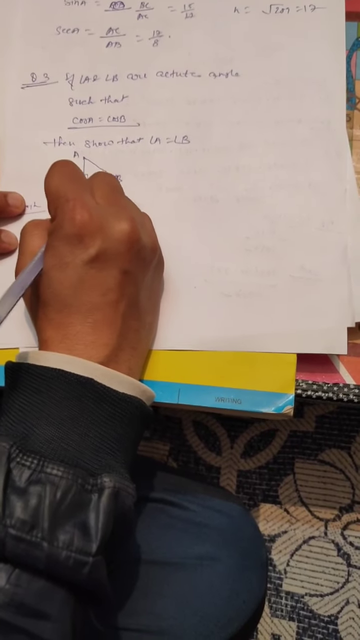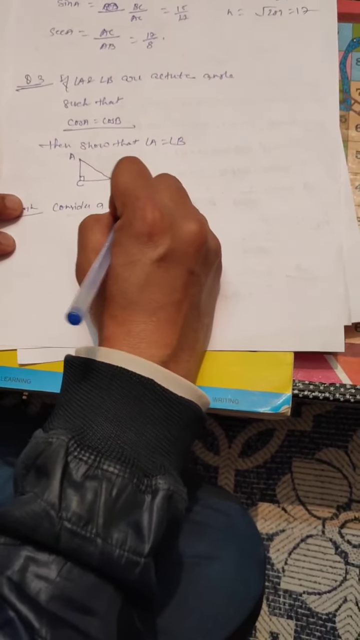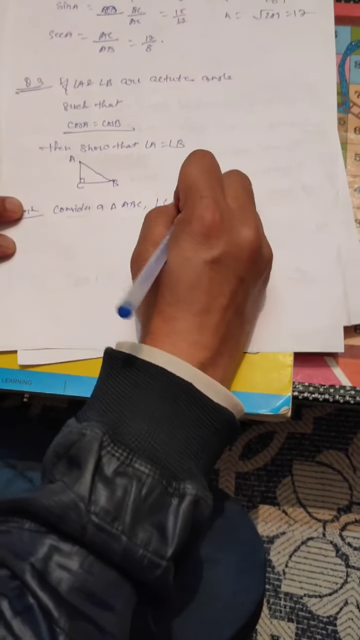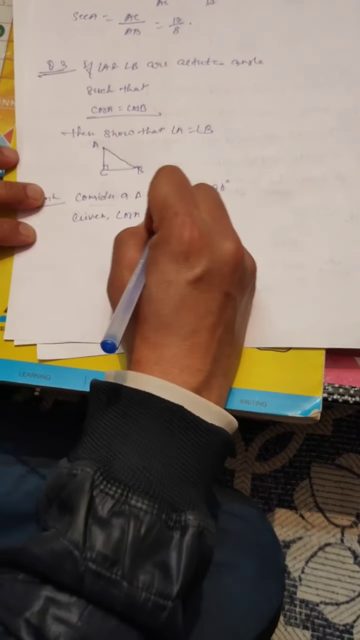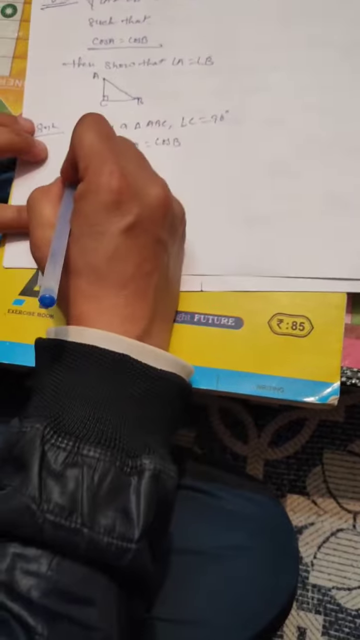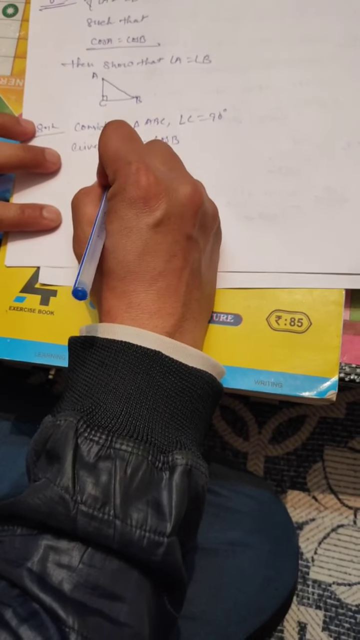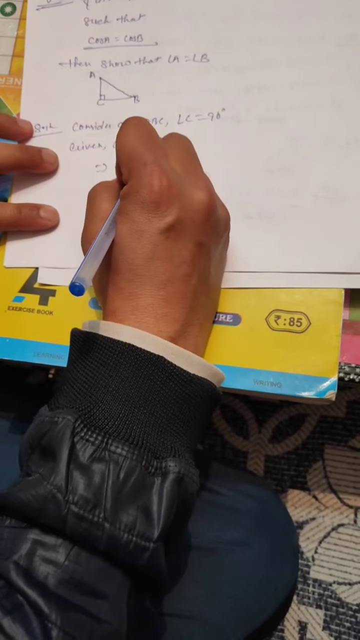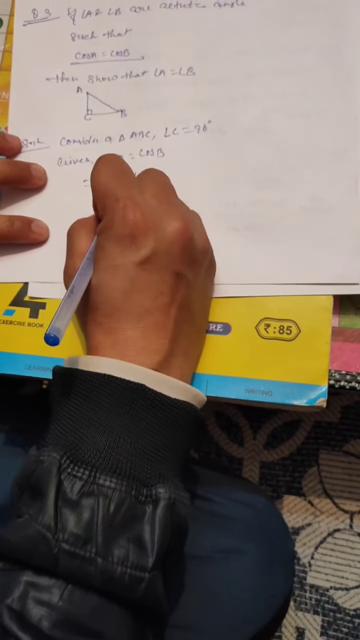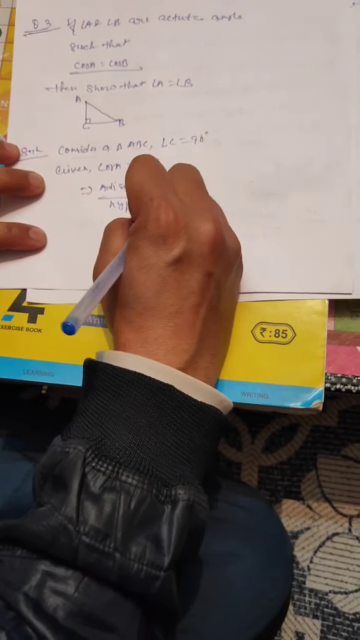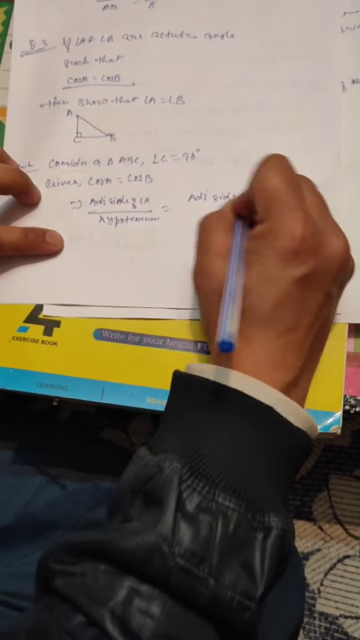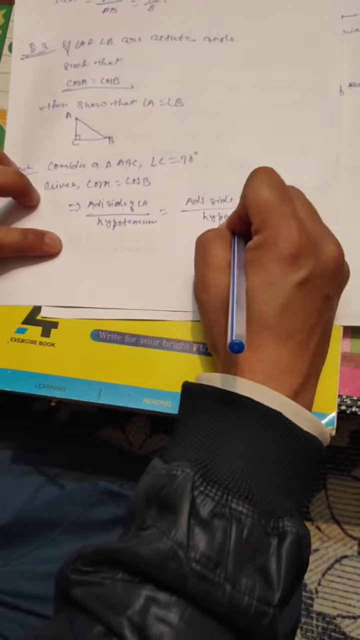Consider a triangle ABC, angle C equals 90 degree, and given cos A equals cos B. As we know that cos A equals the adjacent side of angle A upon the hypotenuse, which equals cos B, equals the adjacent side of angle B upon the hypotenuse.